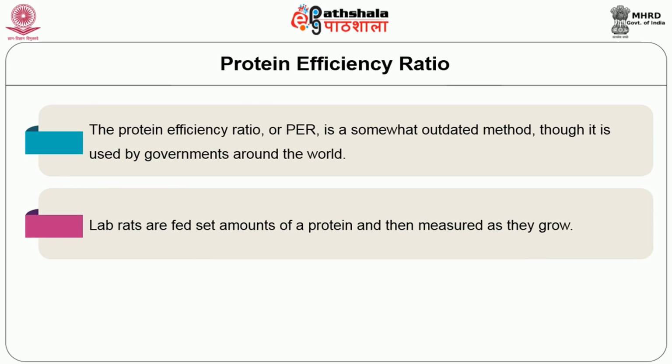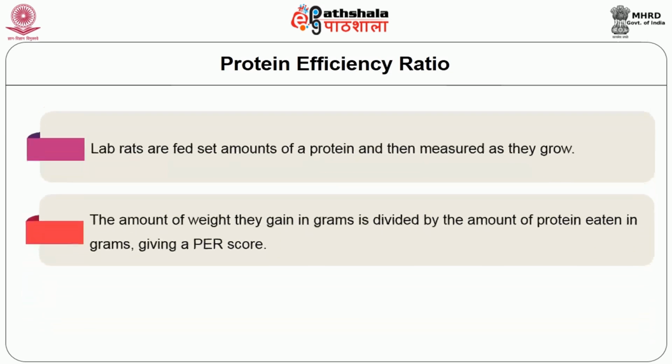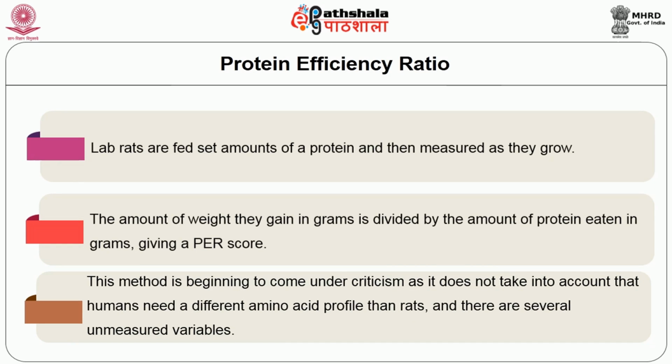Lab rats are fed set amounts of protein and then measured as they grow. It is like a growth assay. The amount of weight they gain in grams is divided by the amount of protein eaten in grams, giving a protein efficiency ratio score. This method is beginning to come under criticism as it does not take into account that humans need a different amino acid profile than rats, and there are several unmeasured variables also.